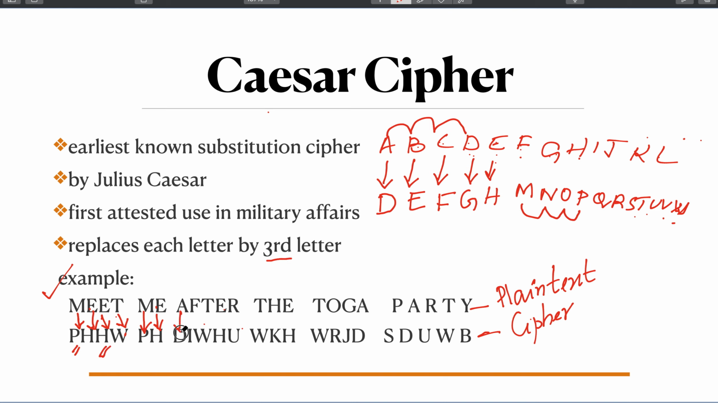Then A is replaced by D. See, in this example, A is replaced by D. F is replaced by I. Let's see which letter comes third after F.